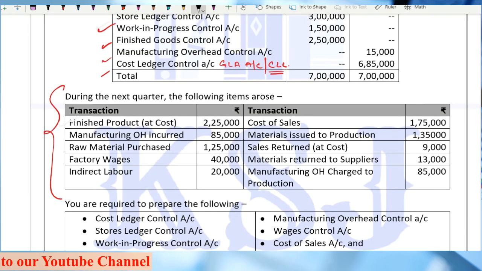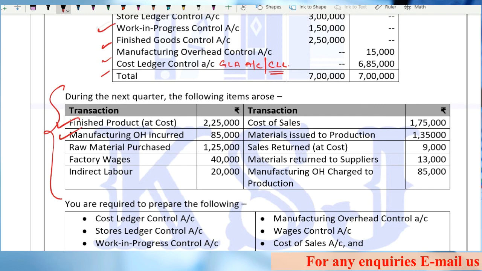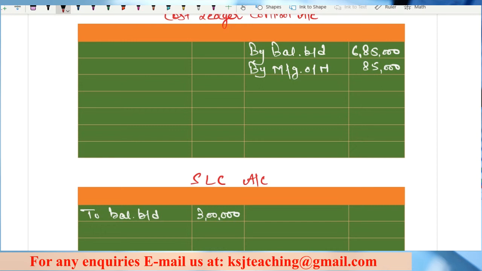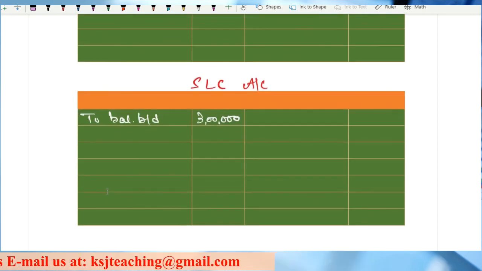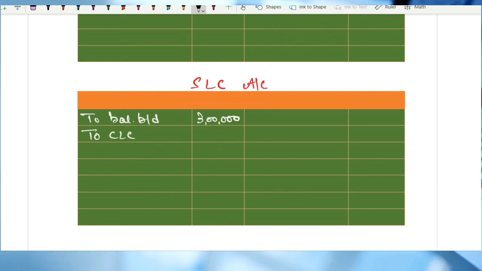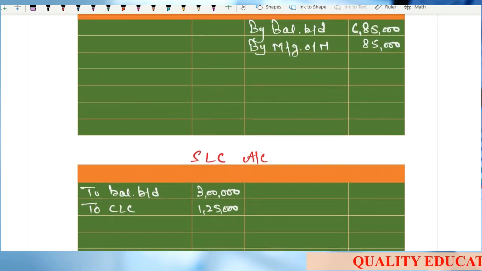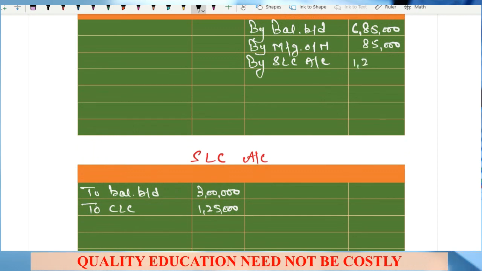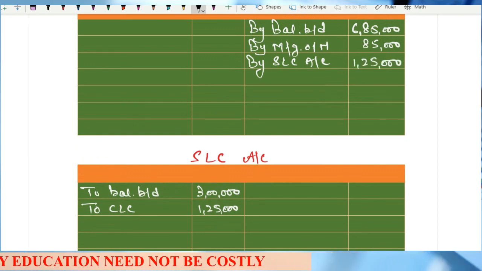Next is, so we are done with the finished goods, we are done with the manufacturing. Now raw material purchased, very simple, SLC to GLA or CLC 1,25,000. So the entry will be in the SLC account. I will write to CLC, that is 1,25,000, and in the CLC account I will write by SLC account. By SLC account 1,25,000. Any doubts up till this point? Clear?